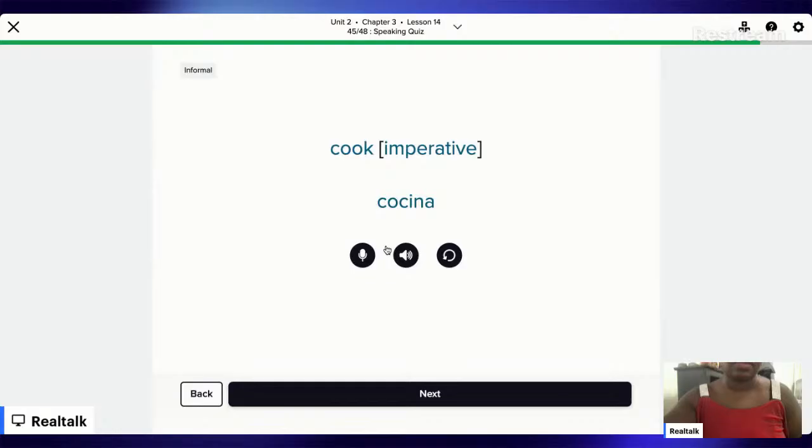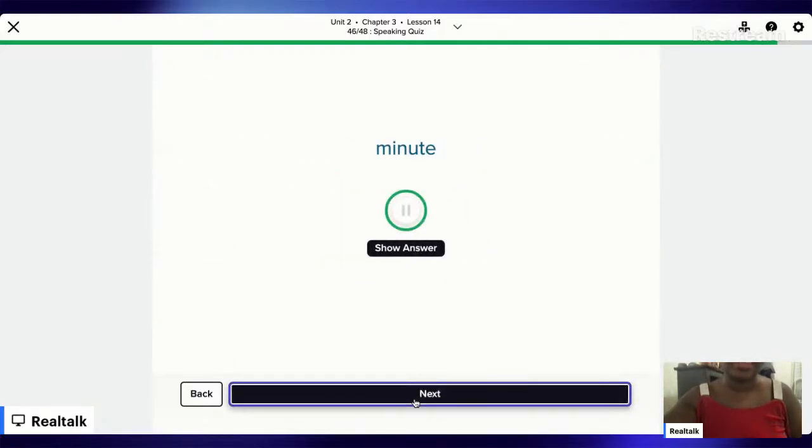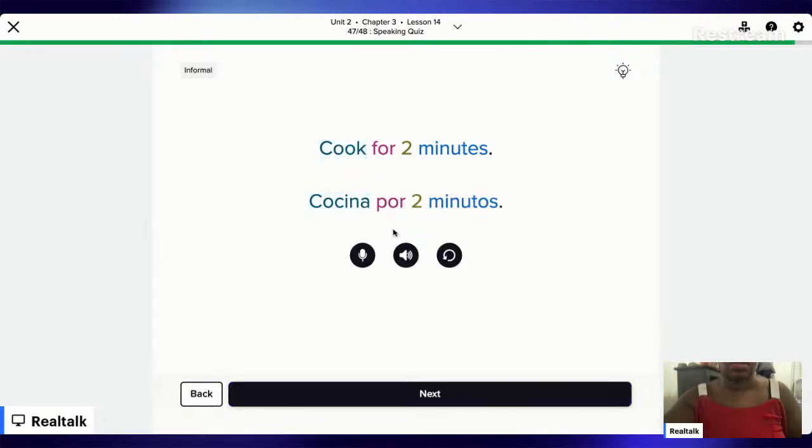Cena. Cocina. Why did I say cena? It's dinner. Lo siento. Cocina. Y'all know what I meant. Do you remember how to say, minute? Minuto. Let's see if you remember the informal way to say, cook for 2 minutes. Cocina por 2 minutos.